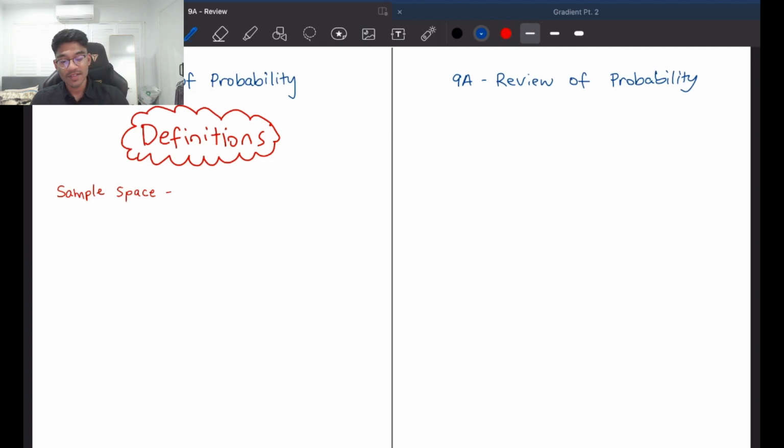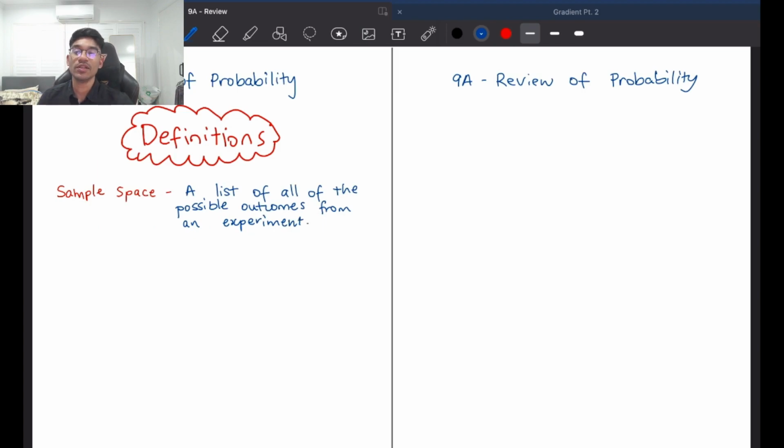So, sample space. We're talking about a list of all of the possible outcomes from an experiment. Now, in probability, if I flip a coin, that is considered an experiment or a trial. So that's what it is.